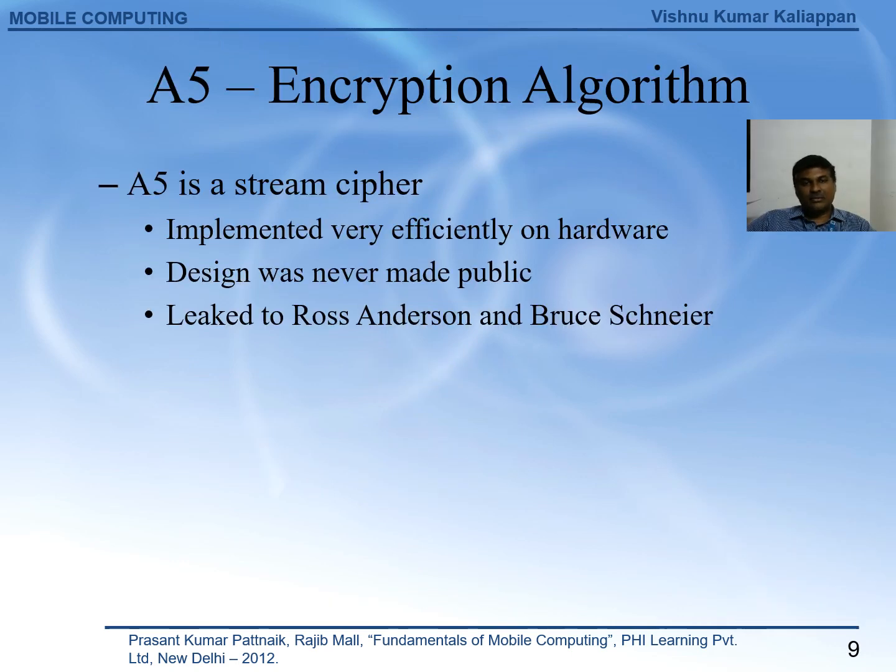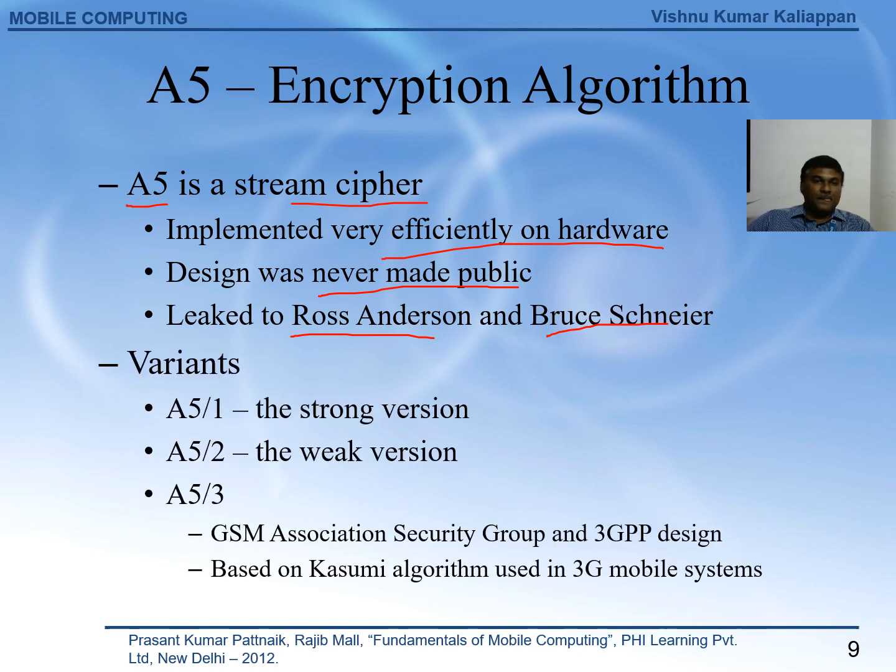The A5 algorithm, as I said, is used for ciphering and deciphering with the help of the key KC. It is implemented very efficiently in hardware. The design was never made public, but it was leaked by Ross Anderson and Bruce Schneier. The variants of this A5 algorithm: A5/1 is pretty strong, A5/2 is a weak version, and A5/3 was designed by the GSM Association Security Group with 3GPP, and it is based on the KASUMI algorithm, which is used for 3G mobile.